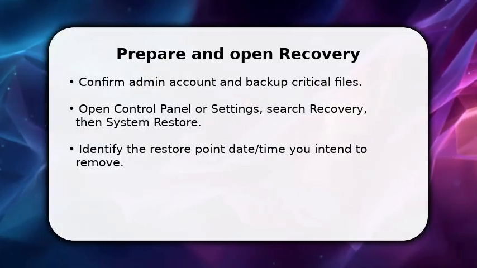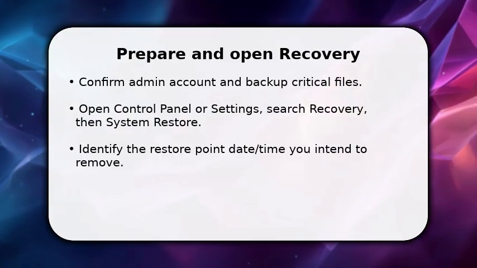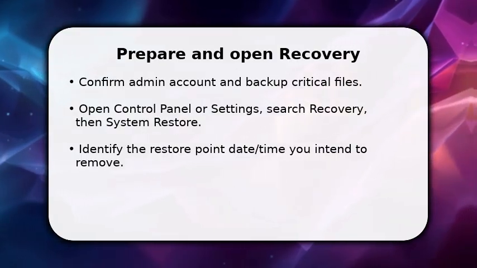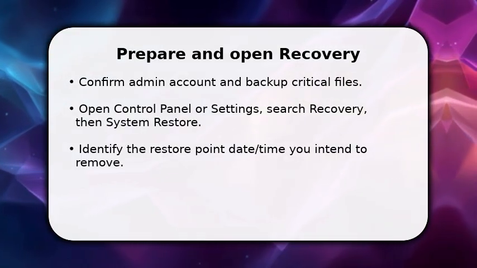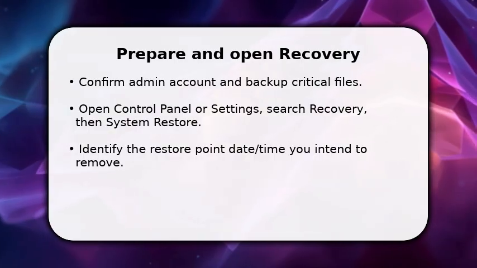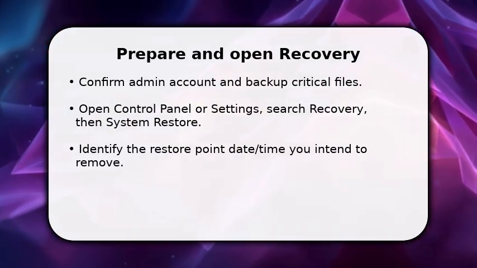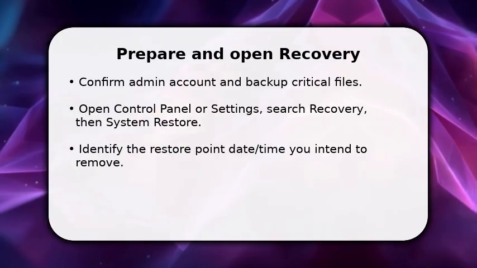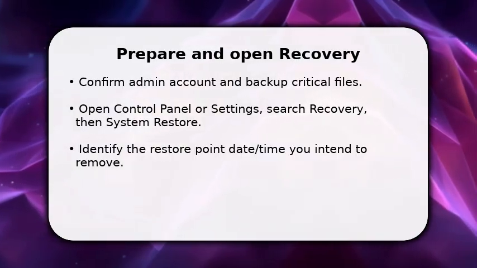You already have admin rights and a current backup. That's essential. First, open Control Panel or Settings and navigate to Recovery. Search for System Restore to reach the dialog quickly. Once there, view available restore points and note the exact date and time of the point you want to delete so you don't remove the wrong one.